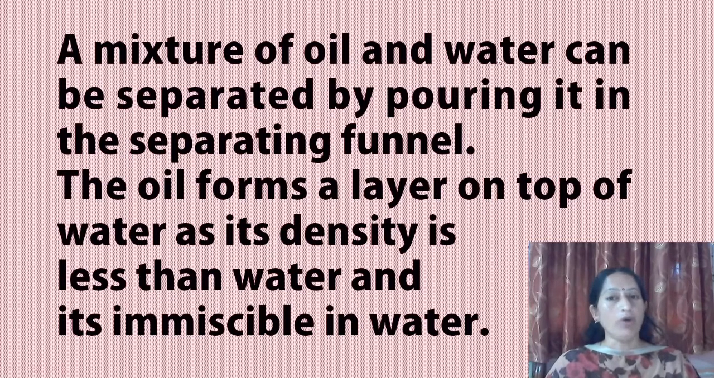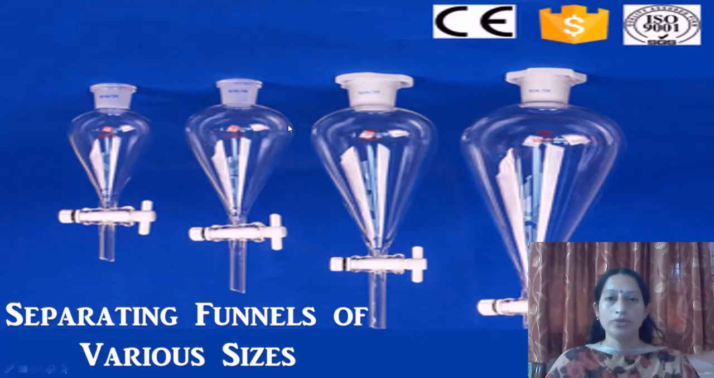So a mixture of oil and water, or kerosene and water, petrol and water, different types of oils like coconut oil or mustard oil and water, all these are immiscible mixtures and they can be separated by pouring them in the separating funnel. The oil forms a layer on top of the water as its density is less than water and it's immiscible in water. So I am showing you here different types of separating funnels.